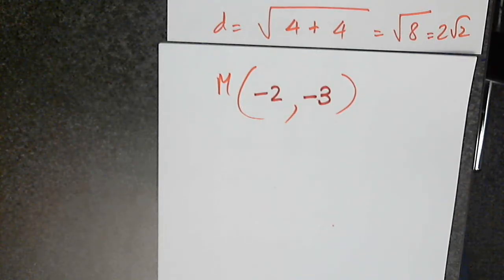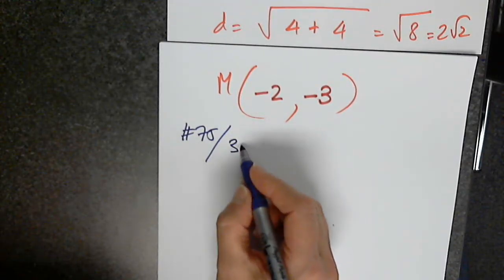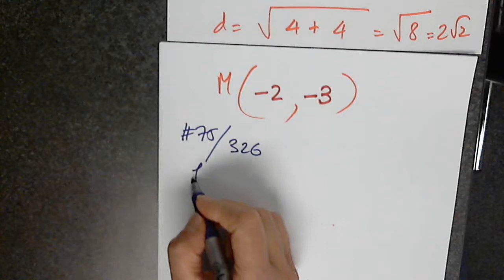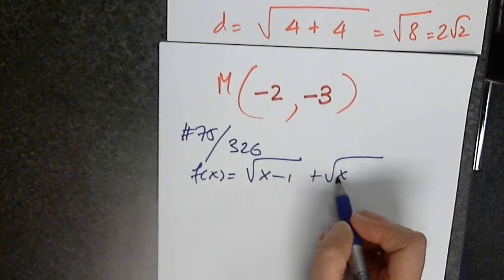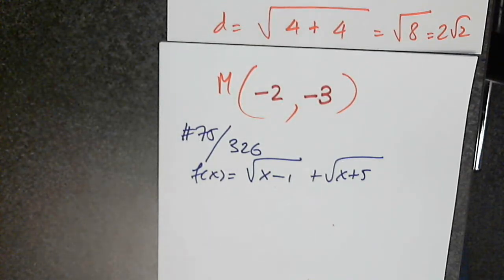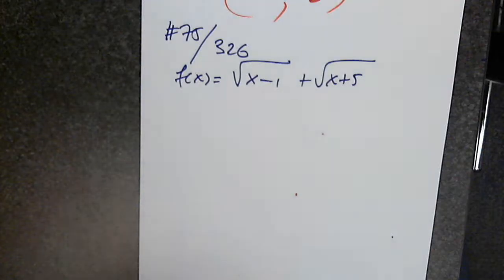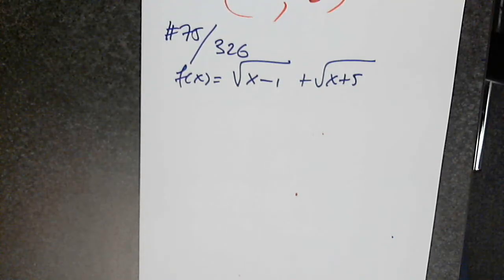Common domain, please. 75 on the same page, 326. We are given f of x, which is the square root of x minus 1, plus the square root of x plus 5. We're asked to find the domain of this function. The domain of this function can be determined by finding the domain of each piece and then finding the common domain where they overlap. If they don't overlap, the function doesn't exist.